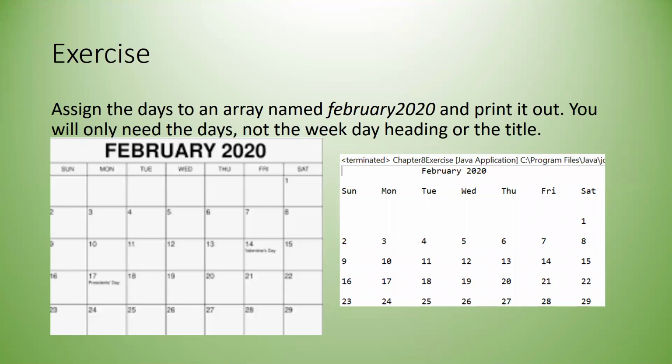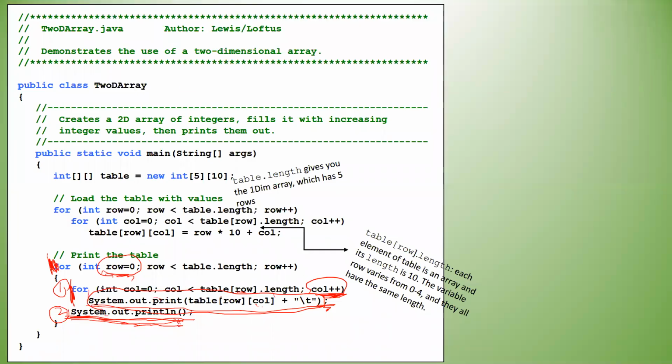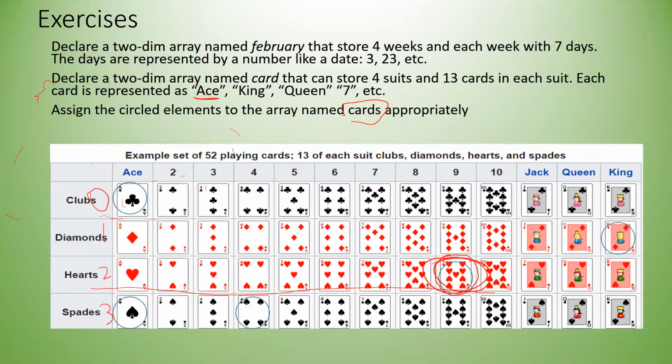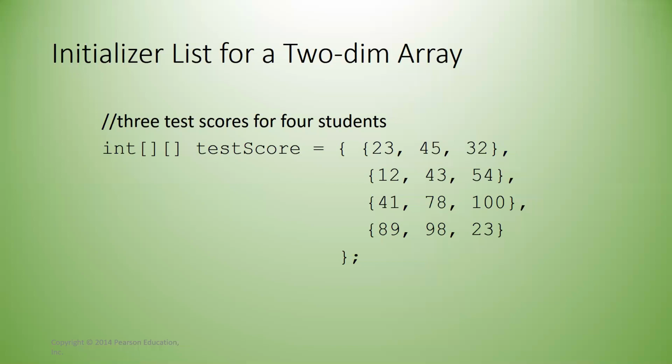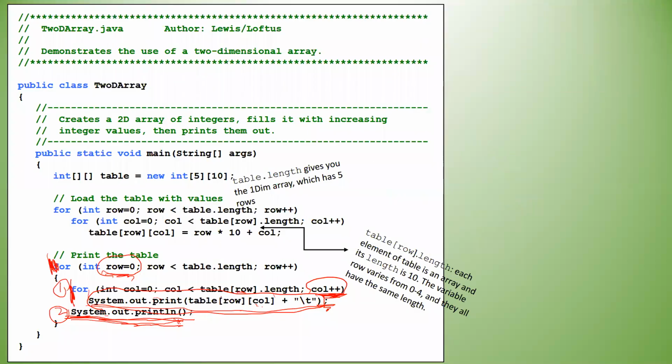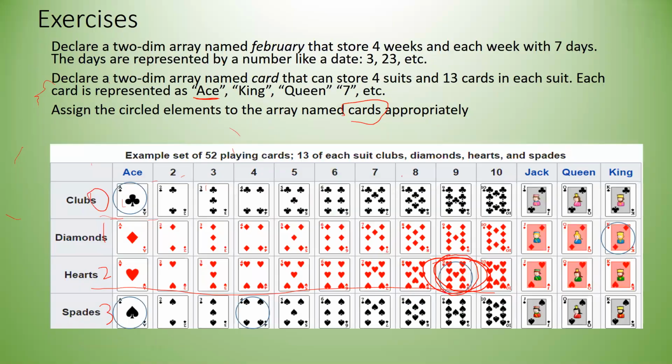So, okay, I'm giving you an exercise. Let's do this: declare a 2-dimensional array named February that stores 4 weeks, with each week having 7 days. The days are represented by a number like a date. So can you do that, everybody?